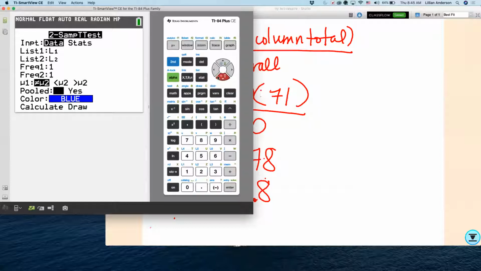I reset my calculator so it defaults to no, which means you'll have to change that over to yes before you actually calculate your t-test. Question? How do we know it's supposed to be equal to, less than...? It's going to be based off the problem.